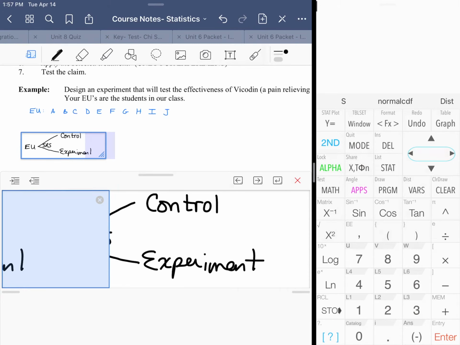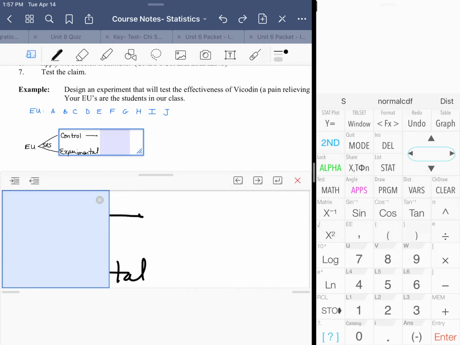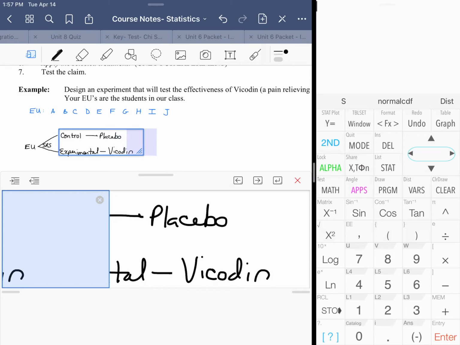My pen's on the fritz. Now, the way I'm going to handle this is the control group is going to get a placebo, which does not start with the letter B. And the experimental group is going to get the Vicodin.